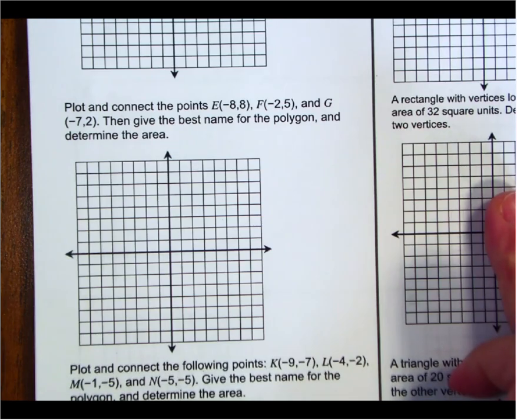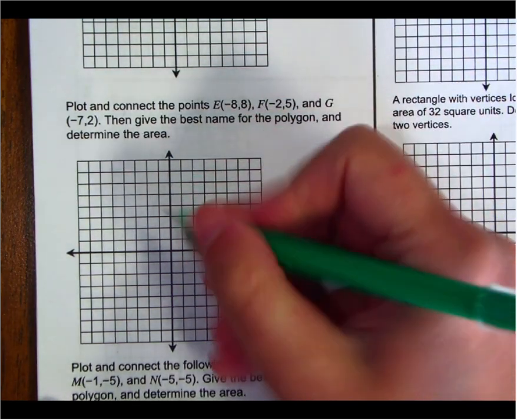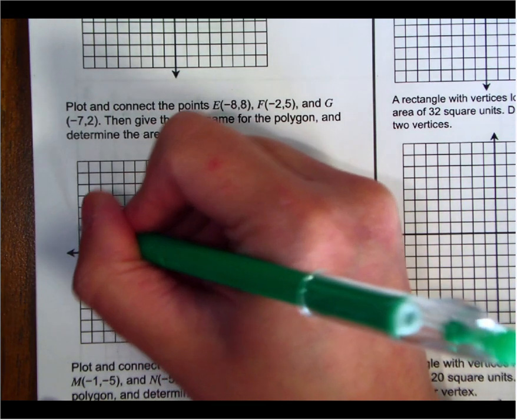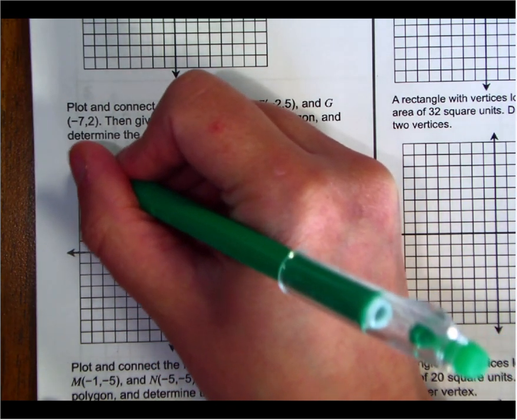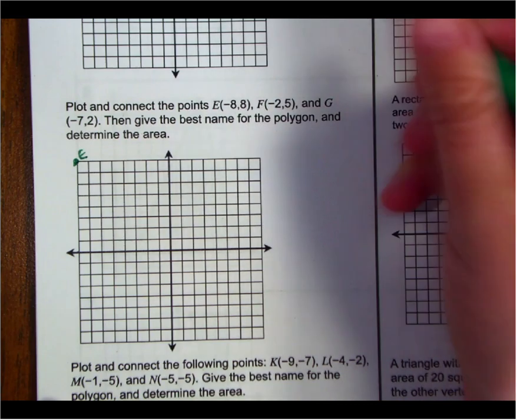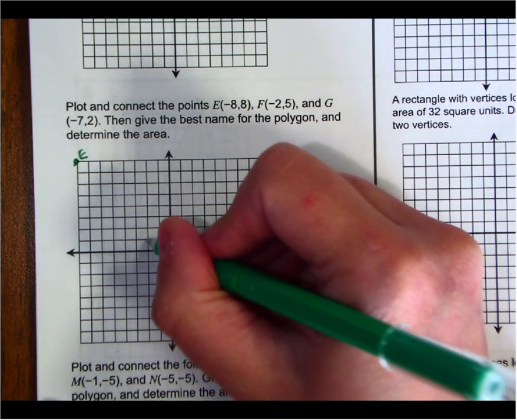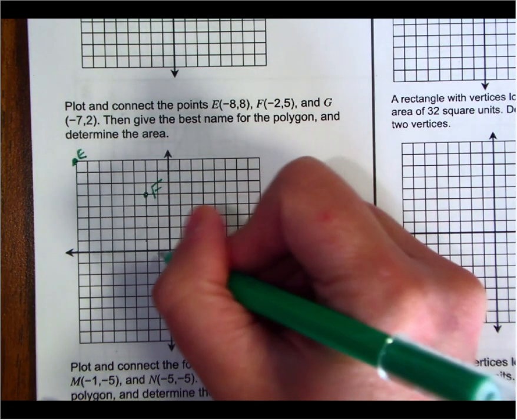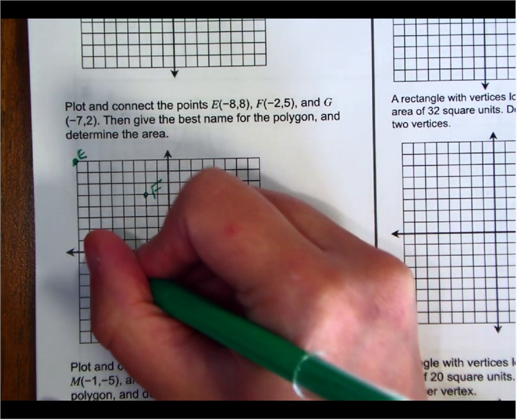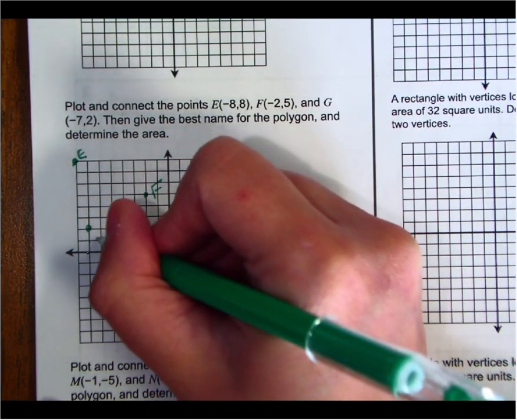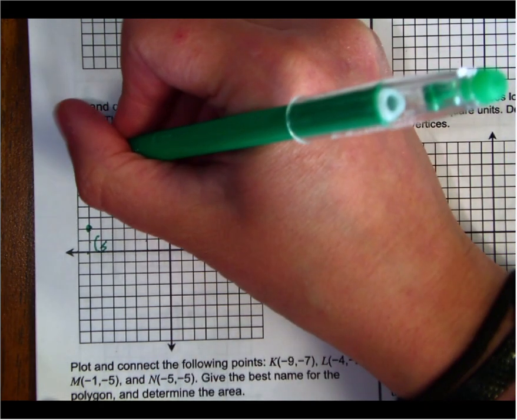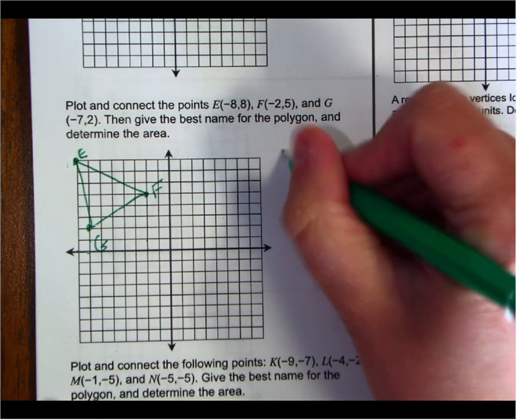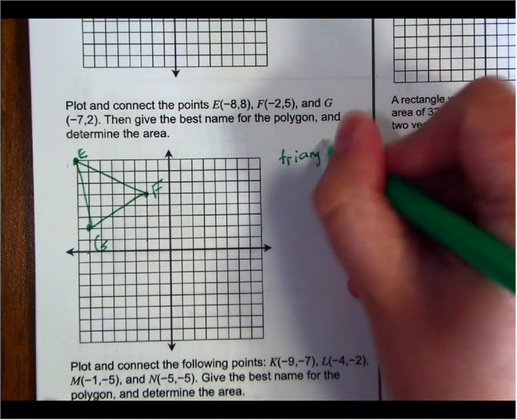Now the next one. Okay, E is negative 8, 8. 1, 2, 3, 4, 5, 6, 7, 8. 1, 2, 3, 4, 5, 6, 7, 8. Up here is E. F is negative 2. 1, 2, 3, 4, 5. G is 1, 2, 3, 4, 5, 6, 7. 1, 2. And then you combine them. And you can see that this is going to be a triangle. Now this one's going to be a little bit tricky.